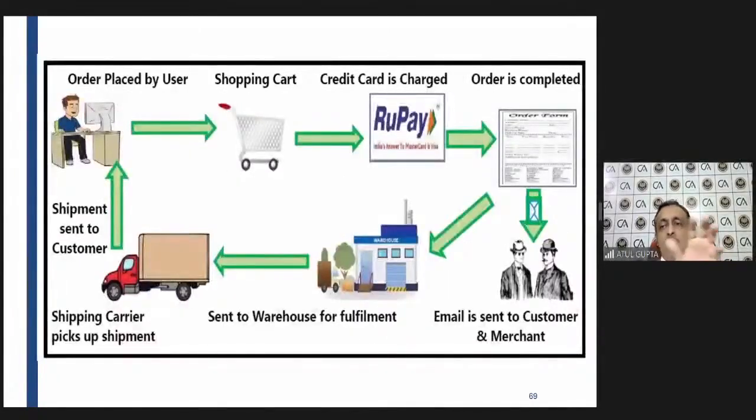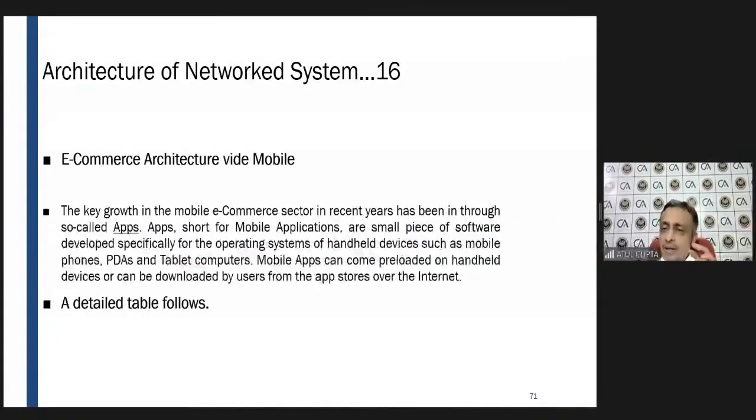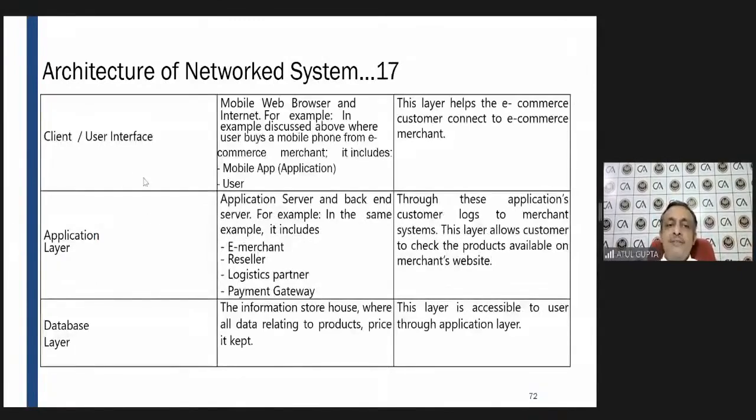So this is how e-commerce is going to work. That was the e-commerce architecture over the internet. Now the e-commerce architecture via mobile, and via the internet through laptops. Mobile has grown rapidly. So we have the client level, the first tier, the application tier, and the database. Again, it's readable from the module itself.